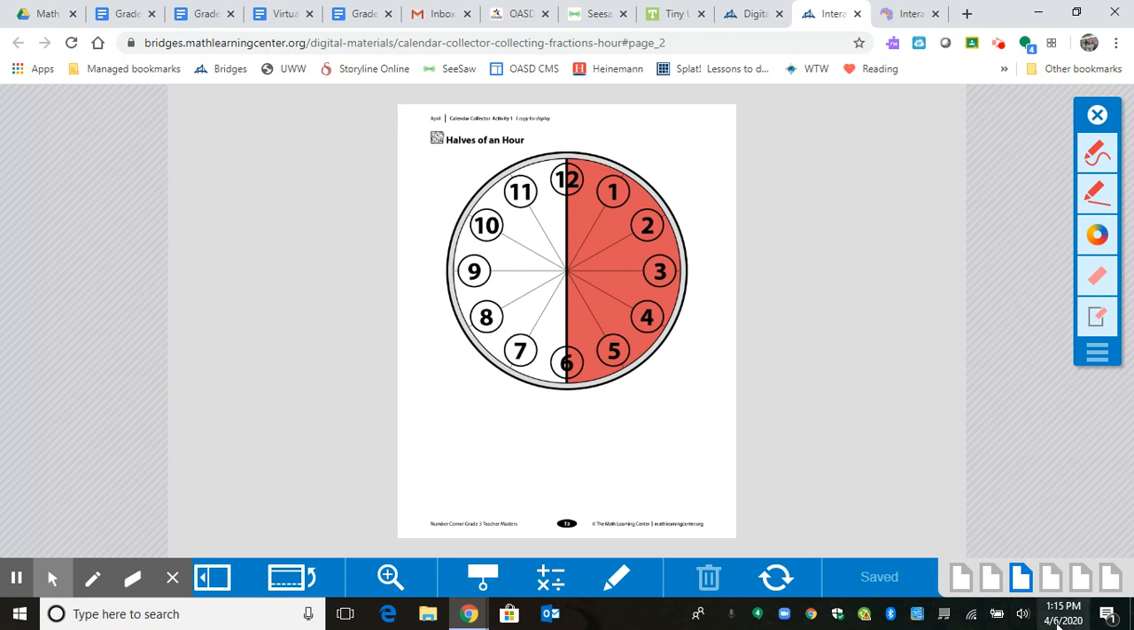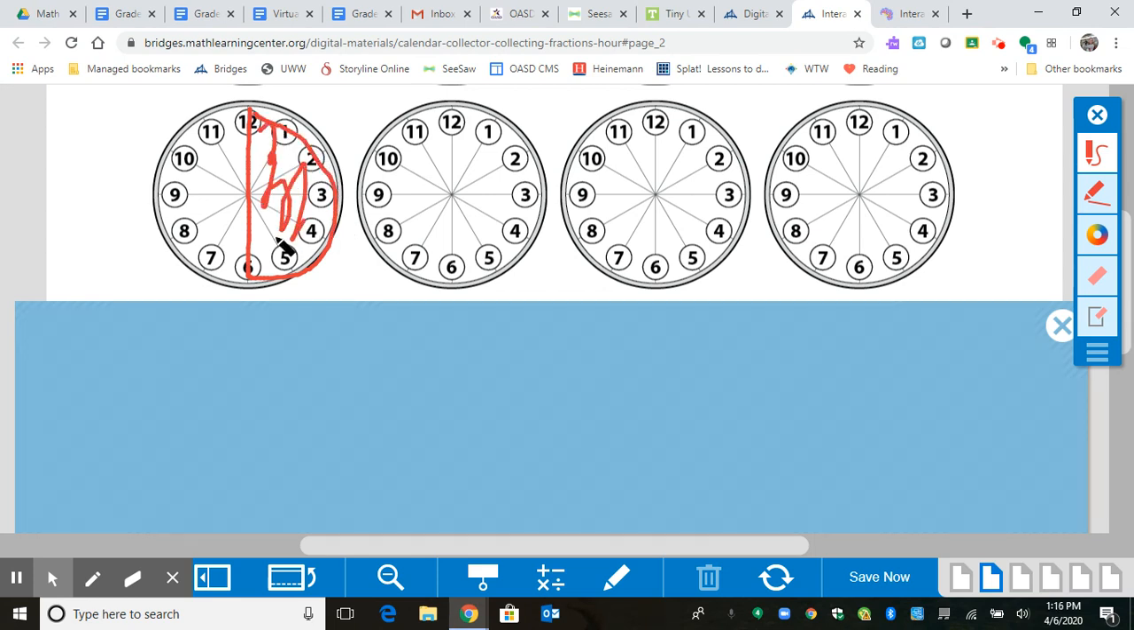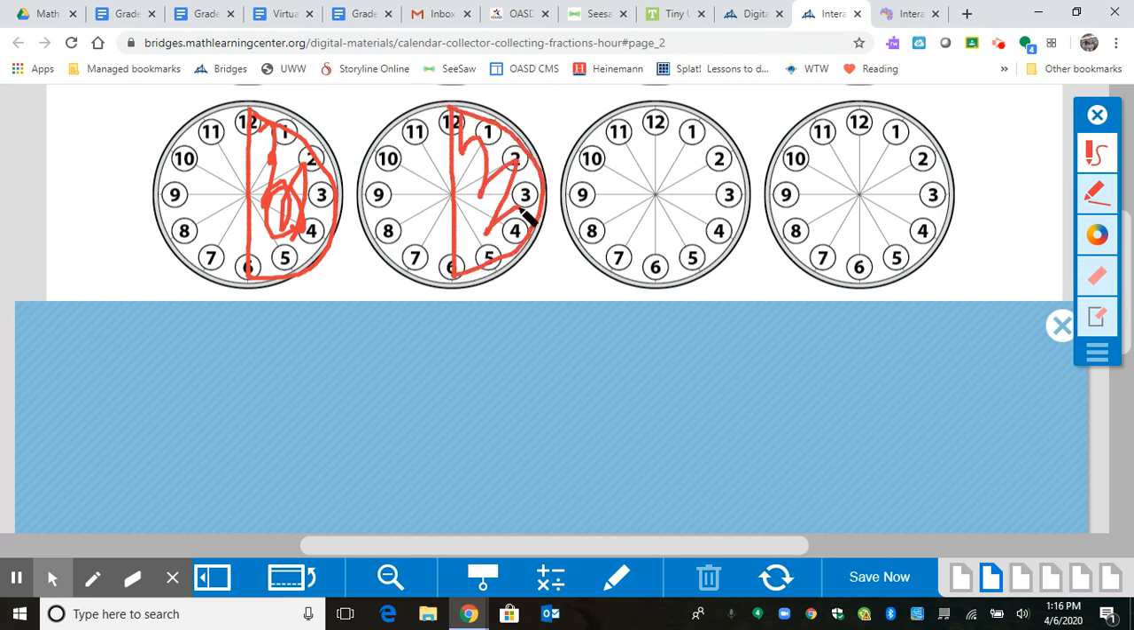Cool. All right. So here I have 4 different blank clocks. And I want you to think about what would happen if I had half of an hour, so 30 minutes, and I had to add another 30 minutes to it. How much time has passed? Great. Did you say 1 hour? So smart. Let me abbreviate 1 hour.